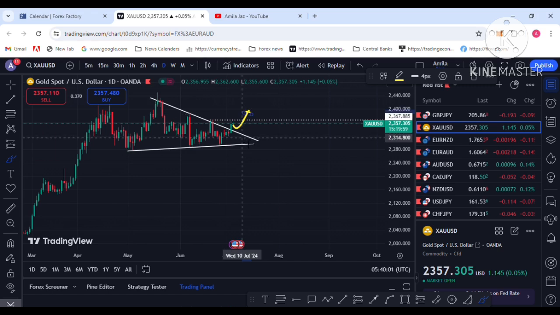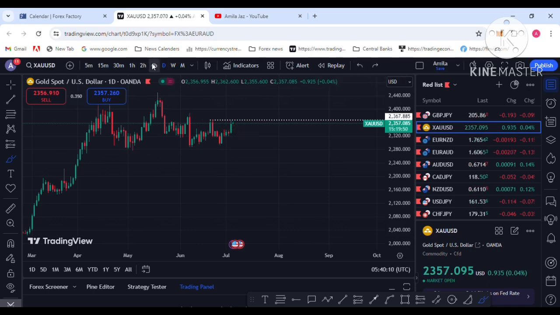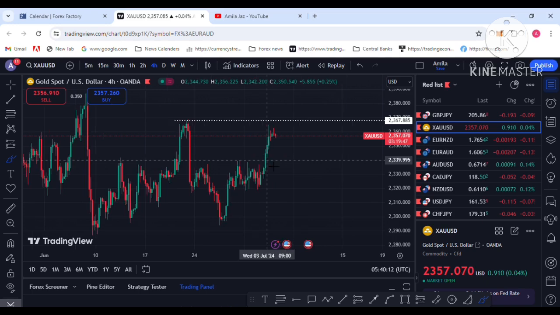So that is the gold daily technical picture. I am seeing this type of pattern, a breakout to the upside now. You should wait and get confirmation to buy gold again.